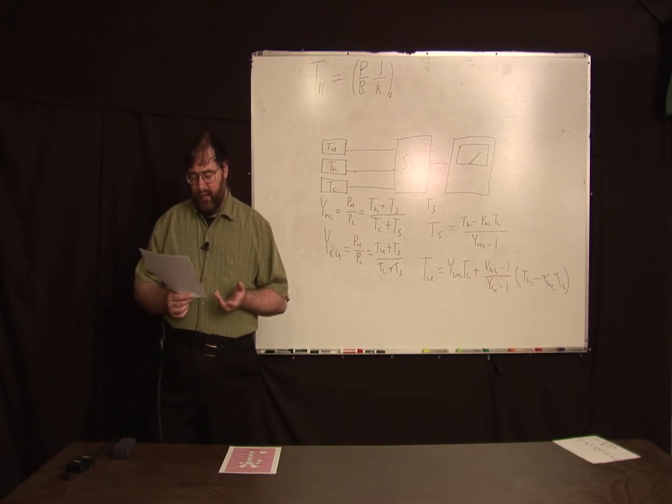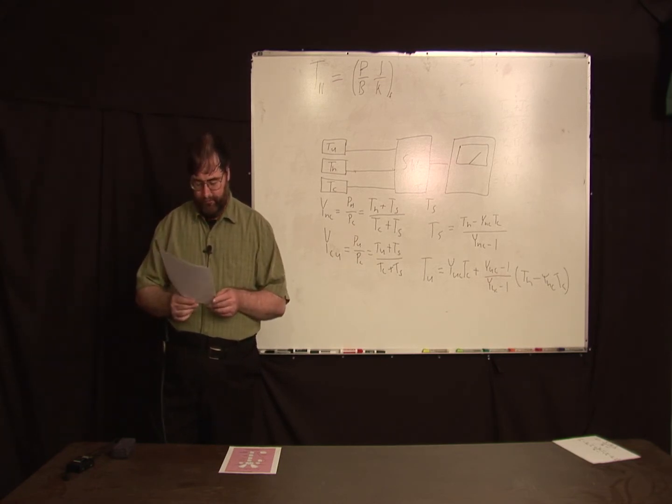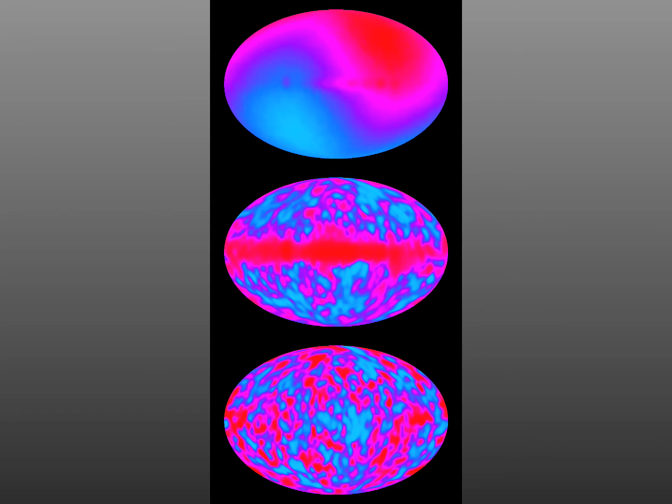This entire sky can be mapped every 6 months with this configuration, and the observations were made over a 4-year period. Now, the images you're seeing now are the results of the measurement. There are 3 maps that you're seeing right now. The top map shows the raw data, basically.